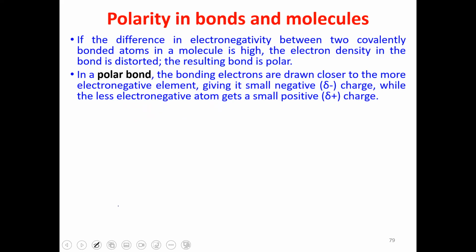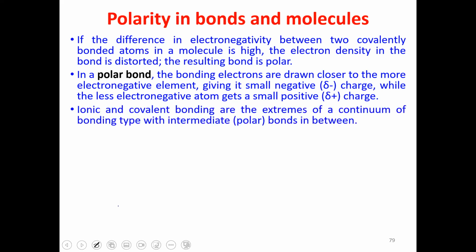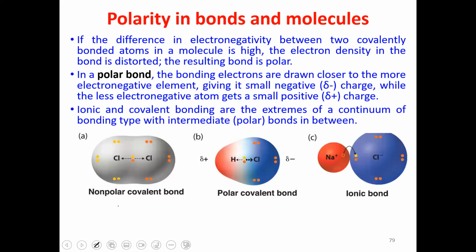In a polar bond, the bonding electrons are drawn closer. It's a shift of the electron cloud. Ionic and covalent bonding are the extremes of a continuum of bonding. Look at this shifting cloud: non-polar covalent bond, polar covalent bond, and ionic bond. A very good contrast between the three bonds: full covalent, partially covalent, and full ionic.